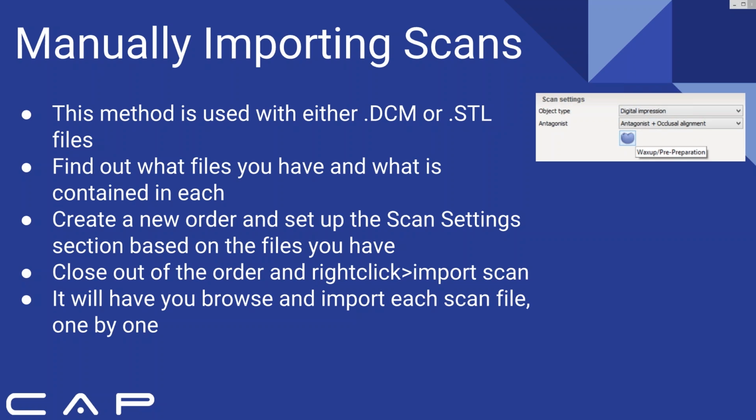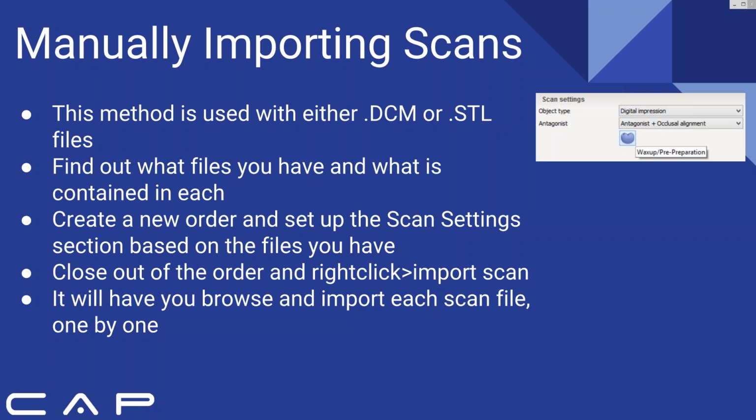So when you import with this method, you'll simply create a brand new order as if you were going to scan it yourself, except you'll set up in the scan settings in the top right for a digital impression and whatever other scans that you actually have for each file. You'll set up the order form exactly how you normally would other than that, and then you'll just hit OK to close out.